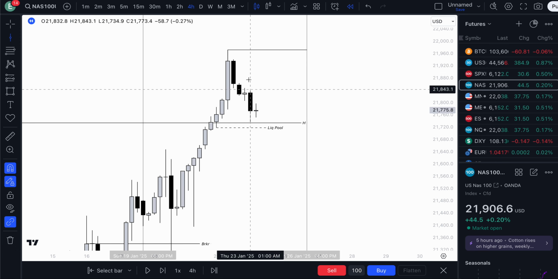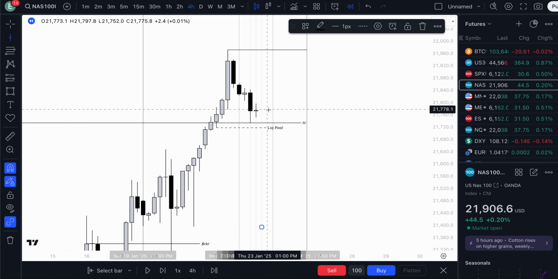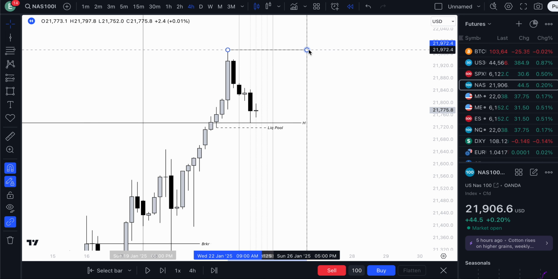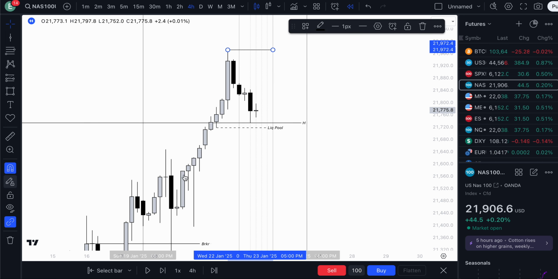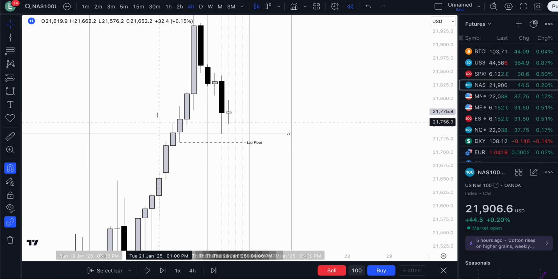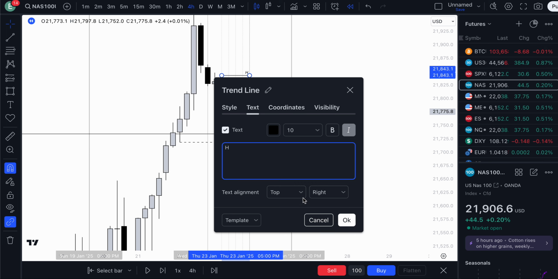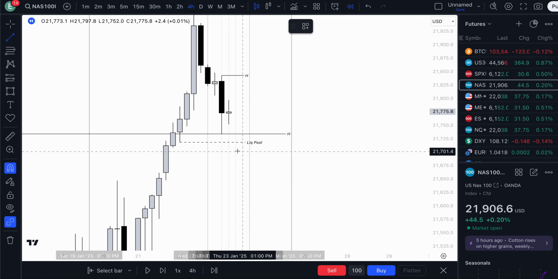The day opened right here. Day close right there. Mark out the 159 candles. 159. And our draw on liquidity is up there. So going into the day, I was looking at this range right here. This is the high. This is the low.